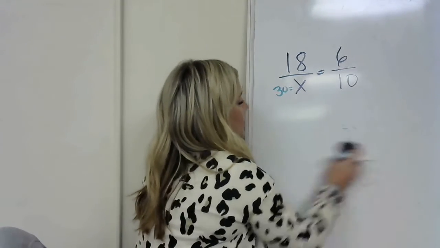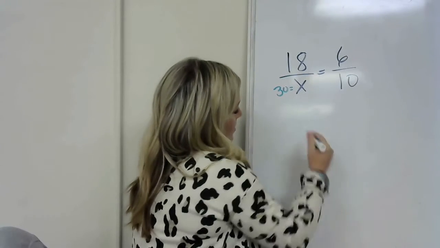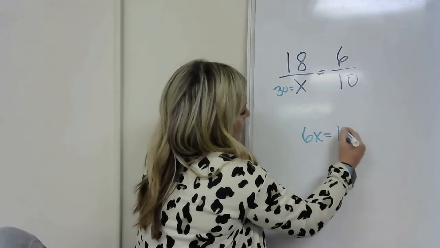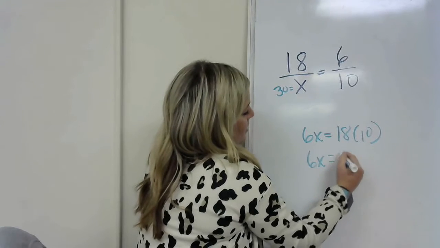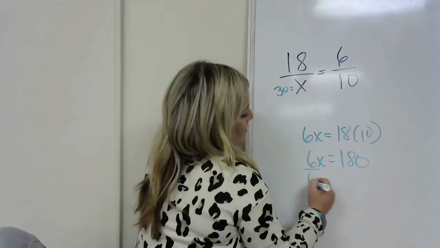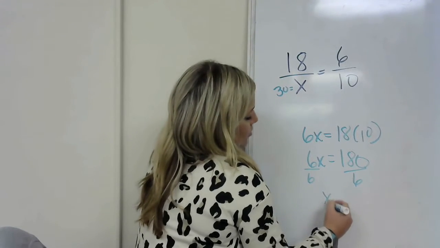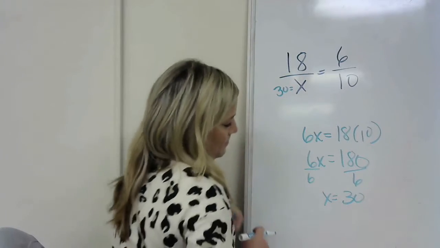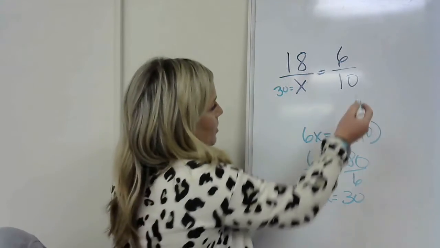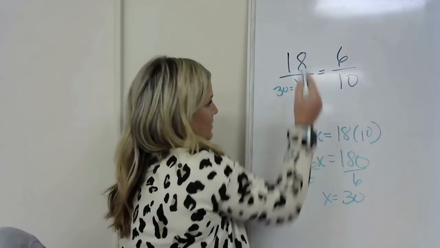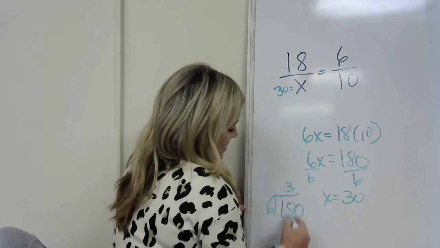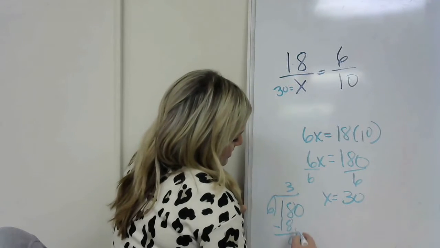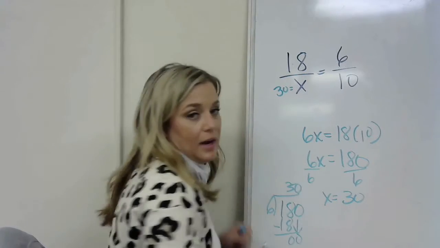You could also do 6x is equal to 18 times 10. You can multiply this out, 180, and then divide by 6, and you will get 30, okay? You could also say, okay, I'm going to cross multiply what I can. 10 times 18 is 180, and divide by 6. And you will see that you get 30 either way.